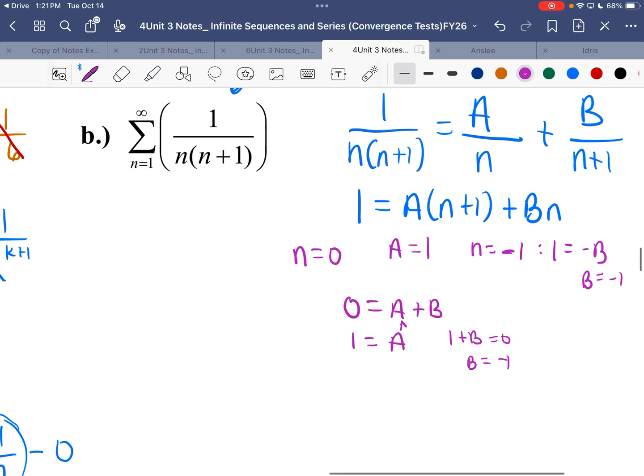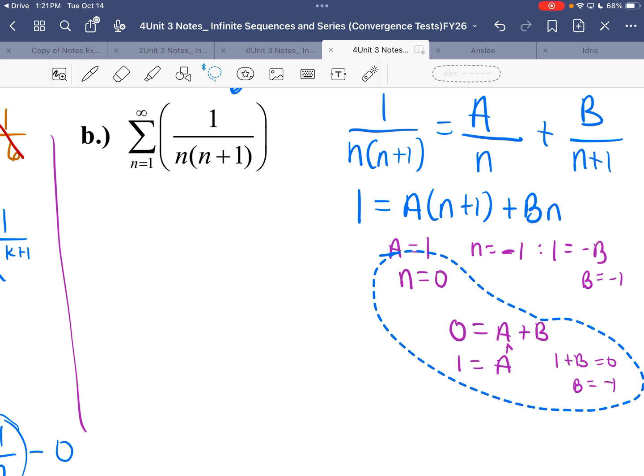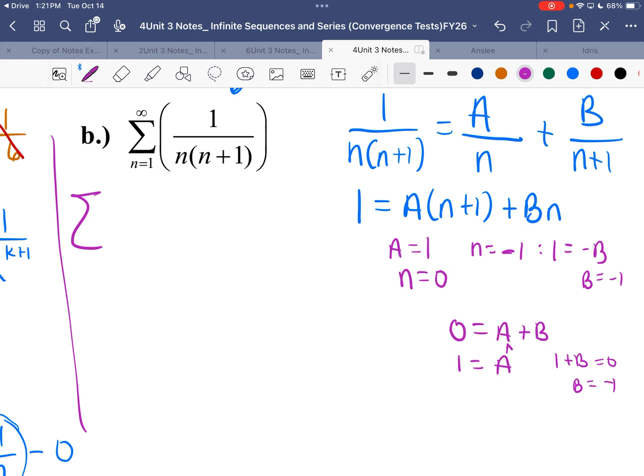So we got the sum of, I usually like to write the positive thing first and the negative thing second. You do you.